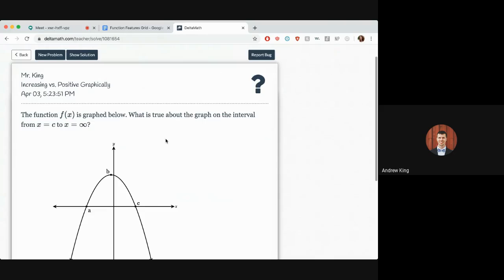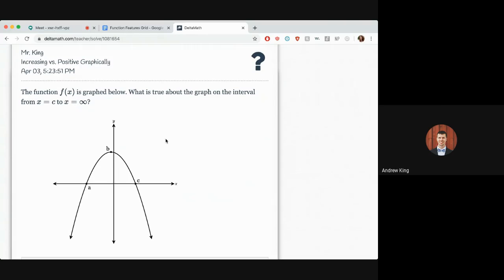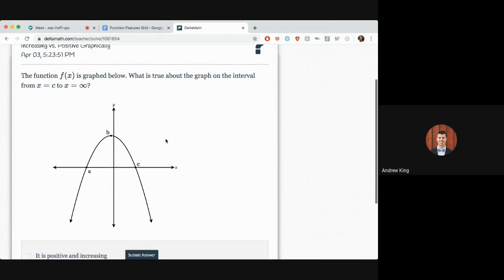increasing and decreasing, and positive and negative in terms of intervals. So they give you a function, f of x, graphed below. What is true about the graph on the interval from x equals c to x equals infinity? Okay, so first of all, what does this part here mean? X equals c to x equals infinity. Here's c, it's an x coordinate right there.